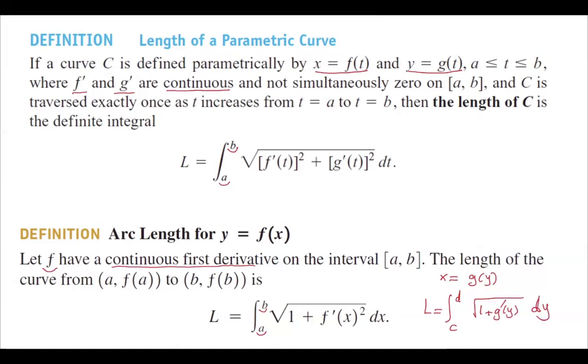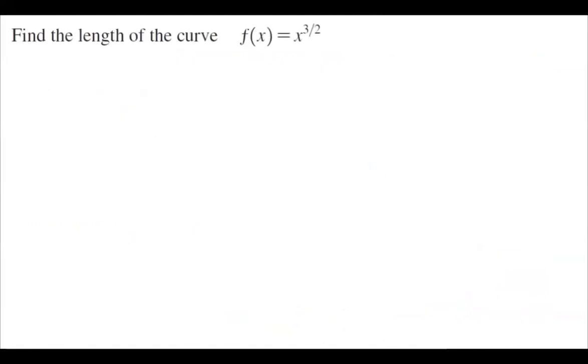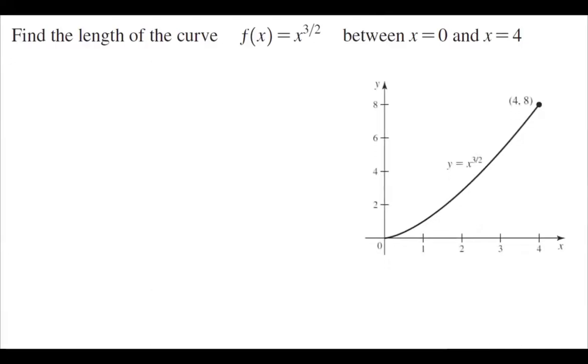Example for you. Question says, find the length of the curve f of x equals x to power 3 over 2 when x is bounded between 0 and 4. So as you can see, y is equal to x to power 3 halves. This is the graph of this function between 0 and 4.